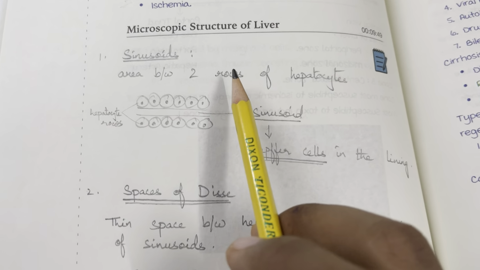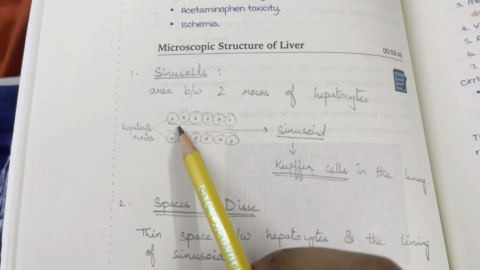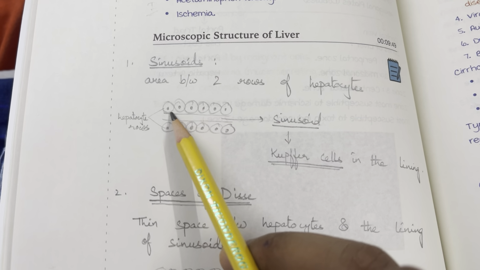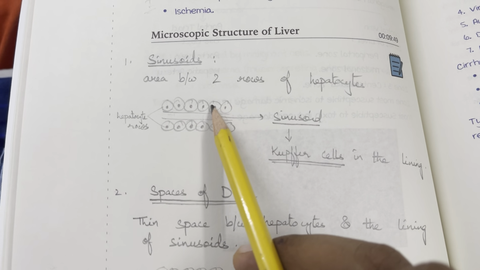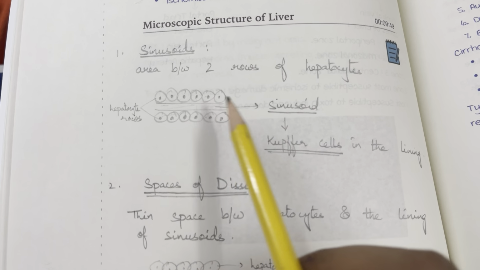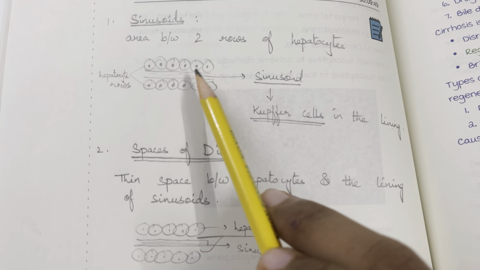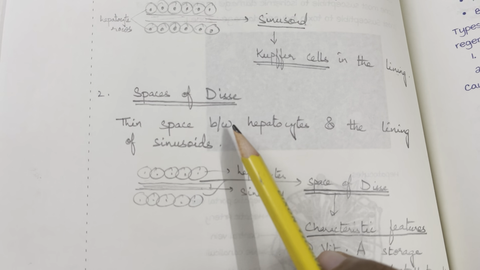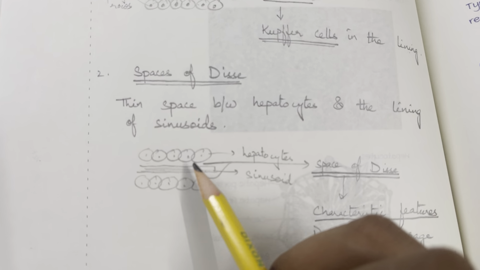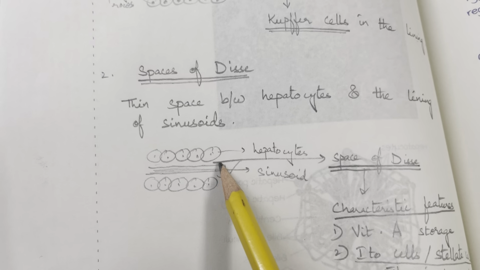Moving on to the microscopic structure of the liver. So you have the sinusoids, right? What are the hepatic sinusoids? You have rows of hepatocytes which are diverging from the central vein, and between these rows of hepatocytes you have sinusoids which are lined by Kupffer cells. Kupffer cells are phagocytic cells of the liver. Then what are the spaces of Disse? They are the spaces located between the sinusoids and the hepatocytes. So they are the spaces of Disse.